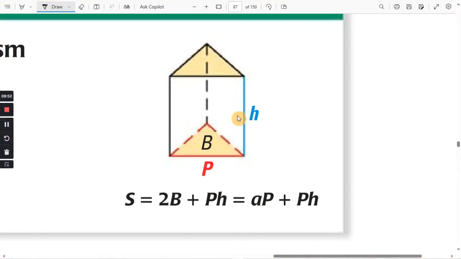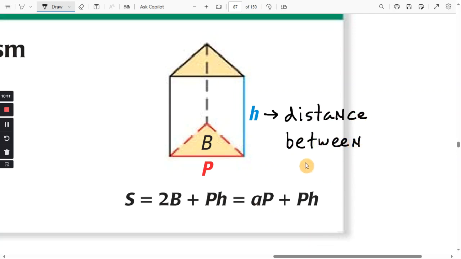All right, so this is what it would look like on a diagram. The height H is the height of the prism, so we can say that is the distance between the bases. Capital B is the area of either one of these bases. And of course, the perimeter is the distance around one of the bases. This perimeter is for the base. This capital B is the area for the base.